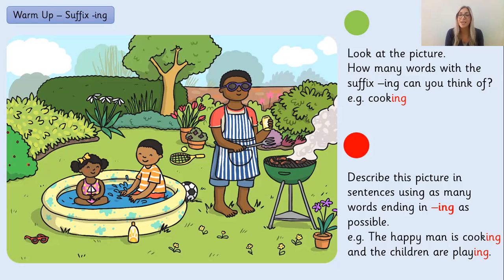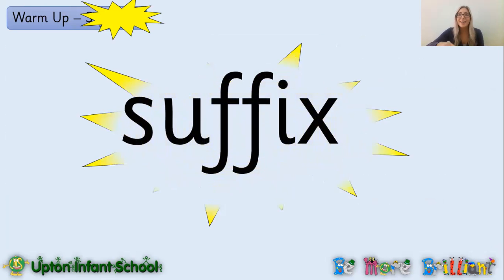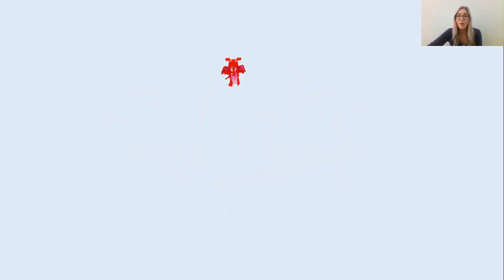Okay, brilliant everybody. Well done. So we know that ing is used when it's happening right now. It's the opposite to when we use ed, which is when it's happening in the past. We use ing when it's in the present, so it's happening now. Okay, let's see if you remember that word that we have been looking at all week. It is... brilliant. It is a suffix. Well done, everybody.